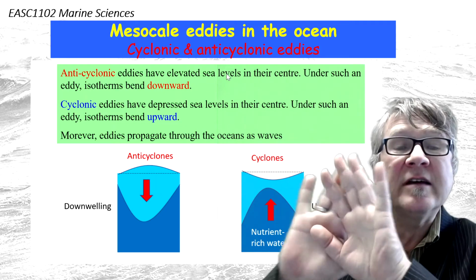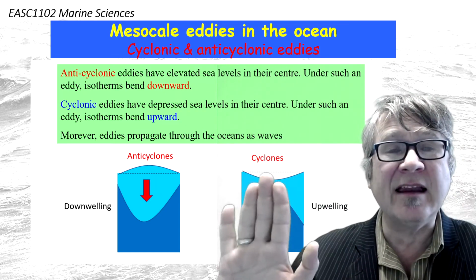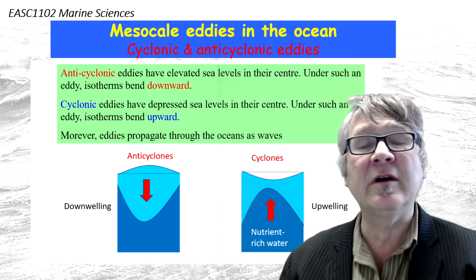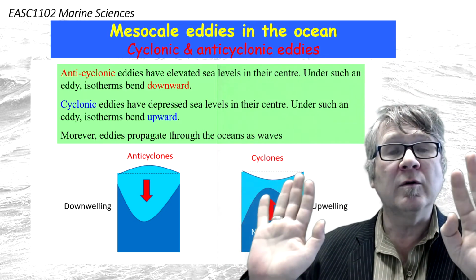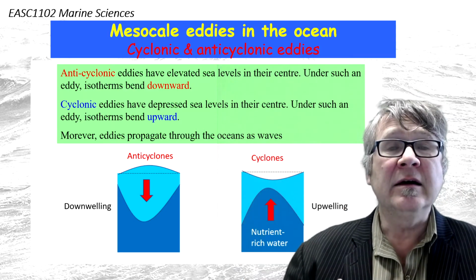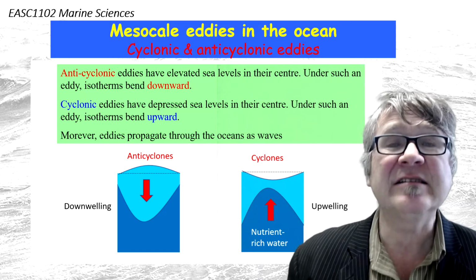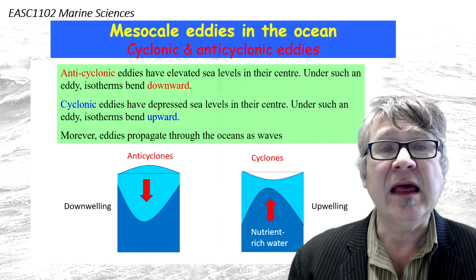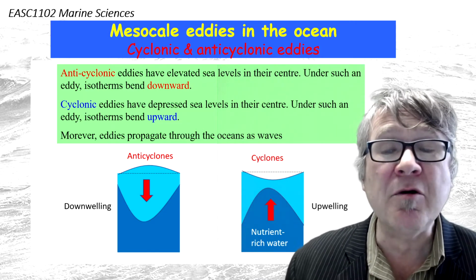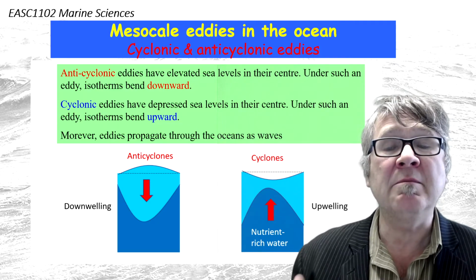If we look from the side, we cut through an eddy. So you have a cake with an eddy in it, and we cut through an eddy. What we see is that the internal density structure underneath an eddy is a mirror image, amplified mirror image.